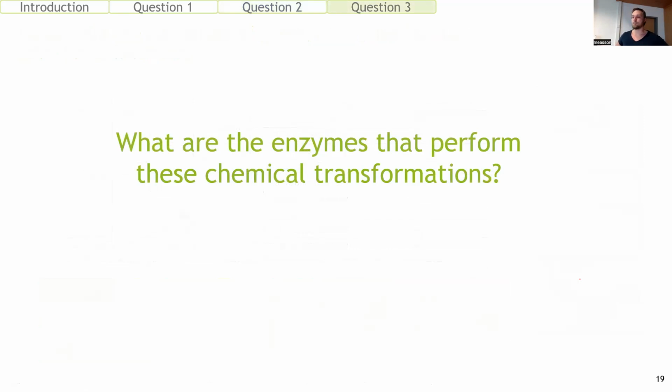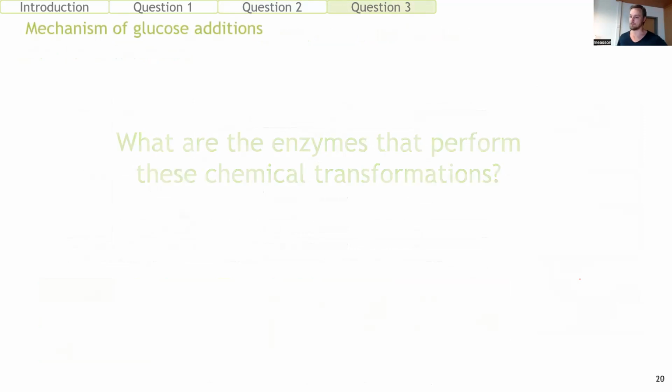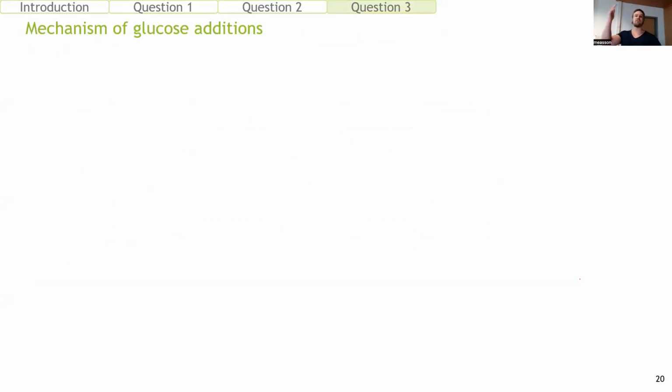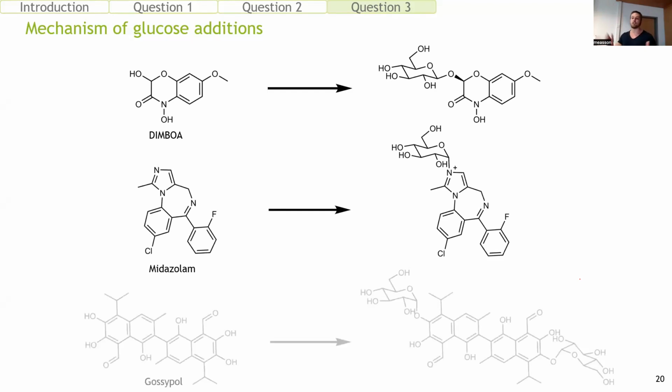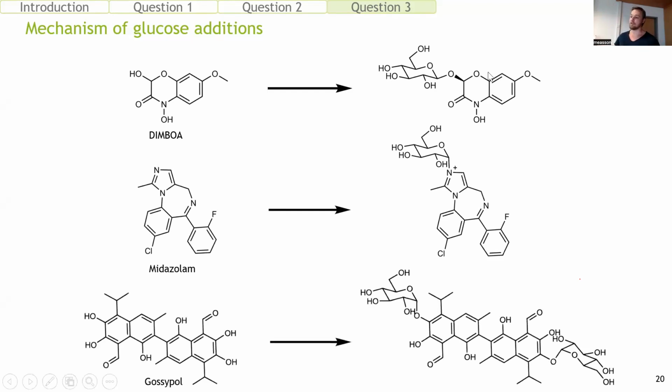Okay, and now the last part, question 3. I don't know if you can see that because of the screen sharing, but I wouldn't be allowed to be in the biochemistry department unless I asked the question: what are the enzymes that actually perform these chemical transformations? And when you think of phase 2 detoxification, glucosylation, there are several examples that come to mind. The glycosylation of DIMBOA with an inversion of stereochemistry, this very unique N-glucosylation of midazolam, and the seeming polyglucosylation of gossypol.